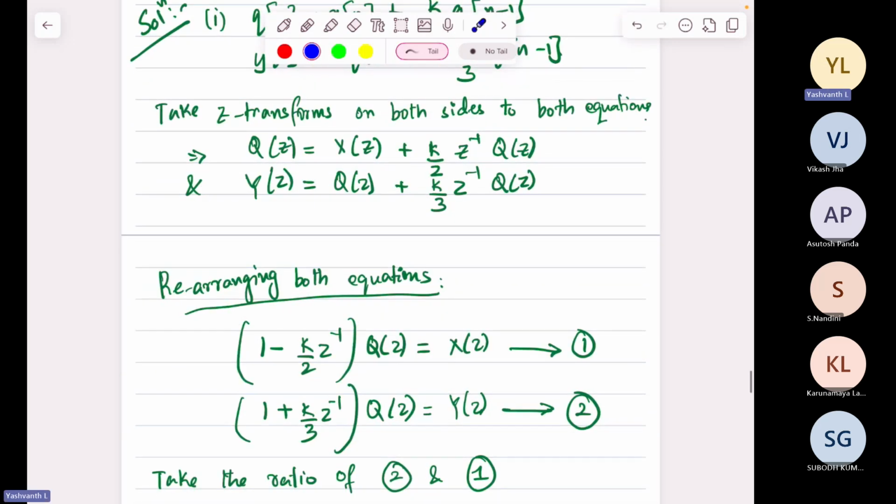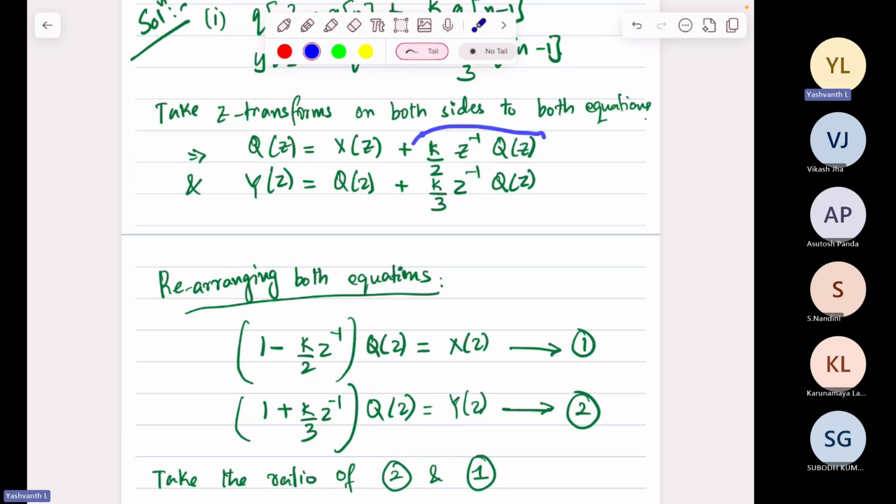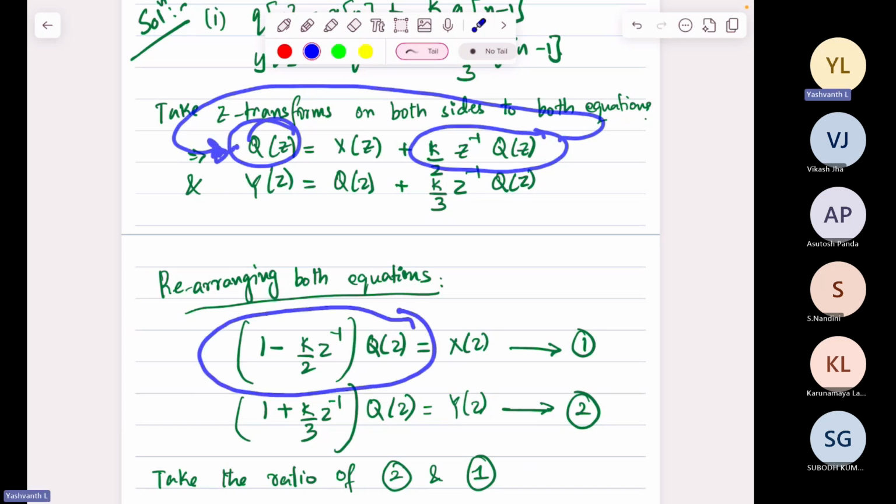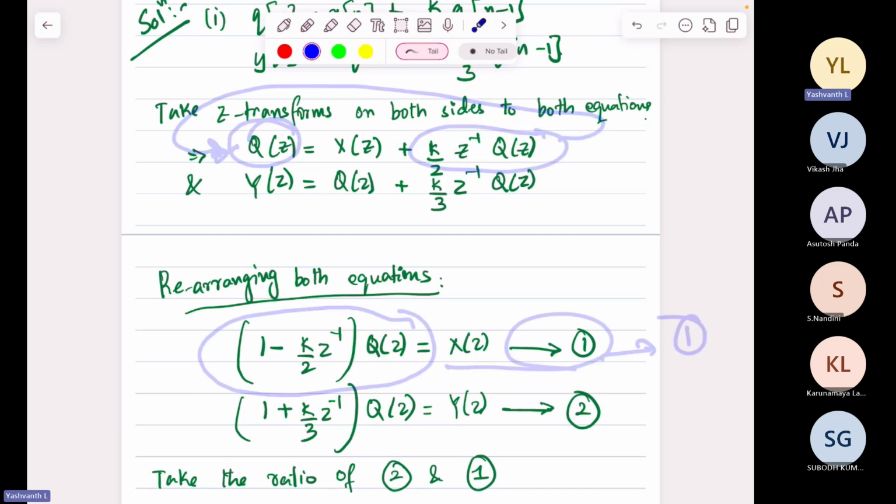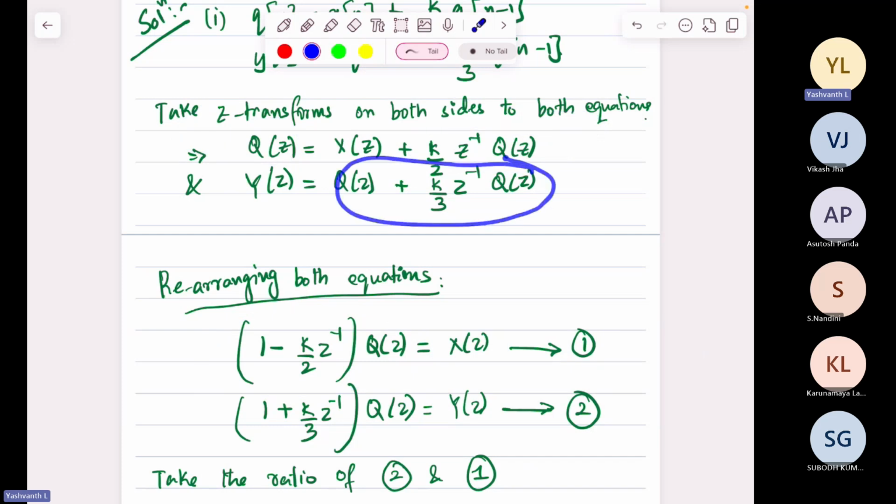Now we'll rearrange both the equations. In the first equation, you have Q of Z on the right hand side and the left hand side. Bring this Q of Z to the left hand side and take Q of Z common. You get 1 minus K by 2 Z inverse into Q of Z equal to X of Z. That is equation 1. Similarly, for the second equation, take Q of Z common. What you will get is 1 plus K by 3 Z inverse into Q of Z equal to Y of Z. That is equation 2.